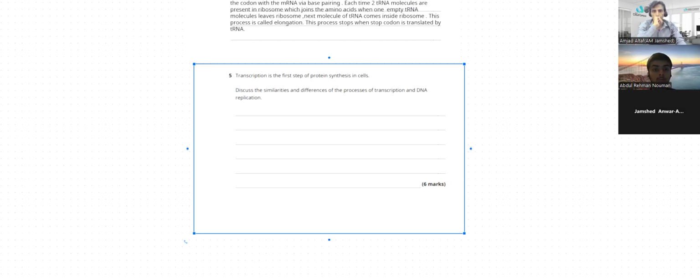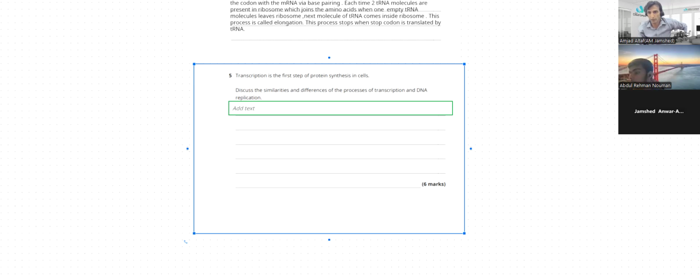Let me check it. The enzyme responsible for opening the strand of DNA during transcription. Can I check it? Can you send me the screenshot of that specific portion, showing how it mentions that it is responsible for opening or unwinding the strand of DNA during transcription? Just send me the screenshot here on the board.